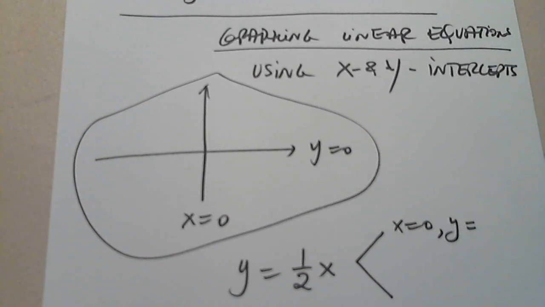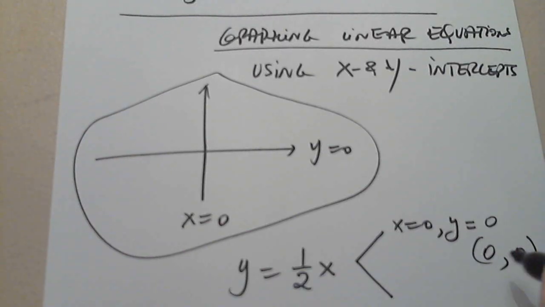So when x is 0, how much is y, please? Anybody, please? When x is 0, y is? Would it be 0? Absolutely. Can anyone right here, right now, give us the first ordered pair that we just discovered? 0, 0. Excellent. So this is the origin.